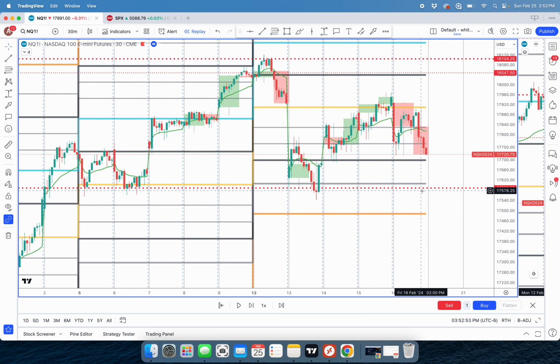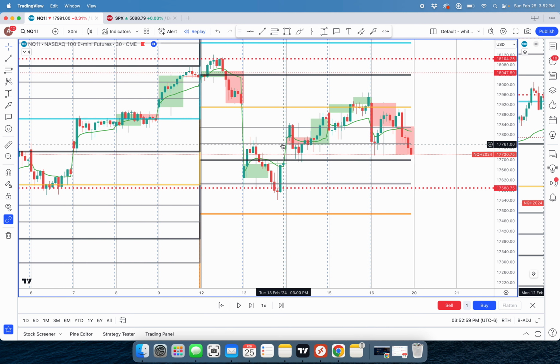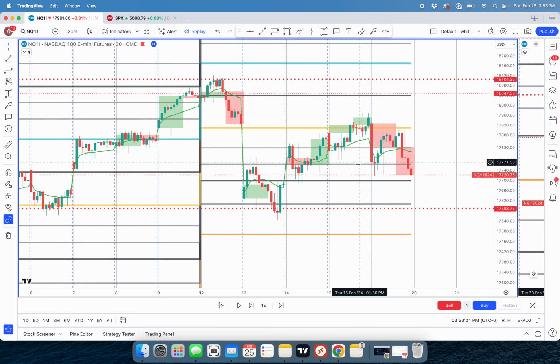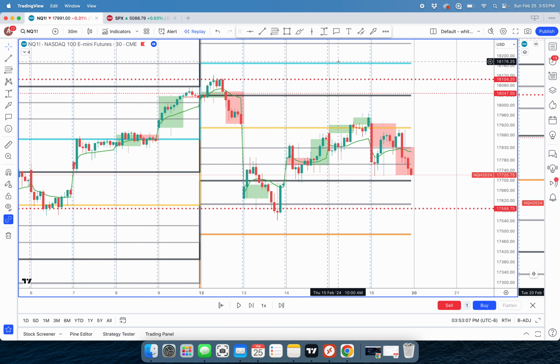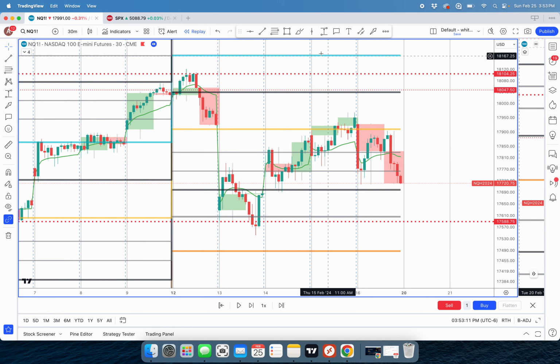If you want more information, go Google it or send me a message. But that'll help you understand how to recognize. And look, to be honest with you, you could be sitting on your hands for a couple days before a good move happens. And it's better to do that and protect your capital than it is to mess up.